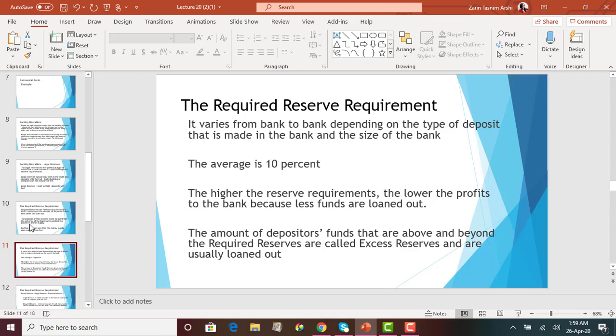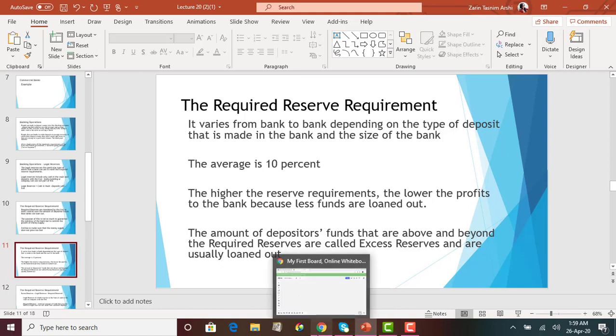But if I give you a problem, I will probably give you the required reserve rate. I will tell you if it's 10%, 15%, or 20%. But on average, nationally, it is 10%. Now, the higher the reserve requirement, the lower the profit the bank will make. Again, let's say the reserve requirement is 10%. What that means is, when I am depositing $100 in Wells Fargo, they have to set aside $10 as reserve, because 10% of $100 is $10.